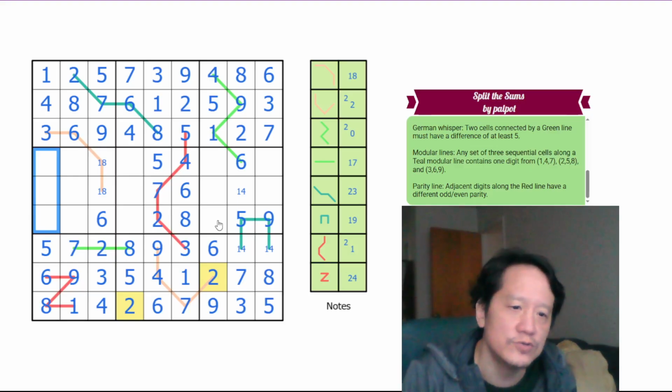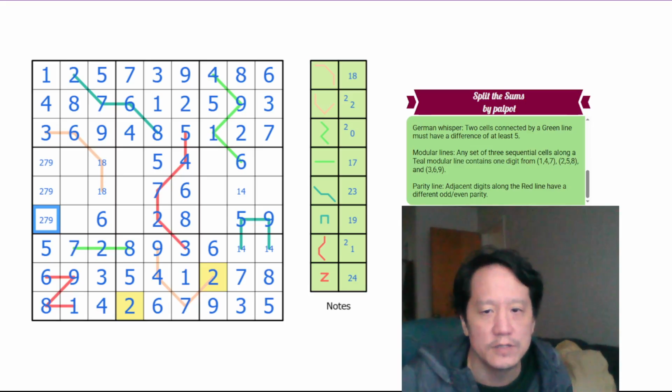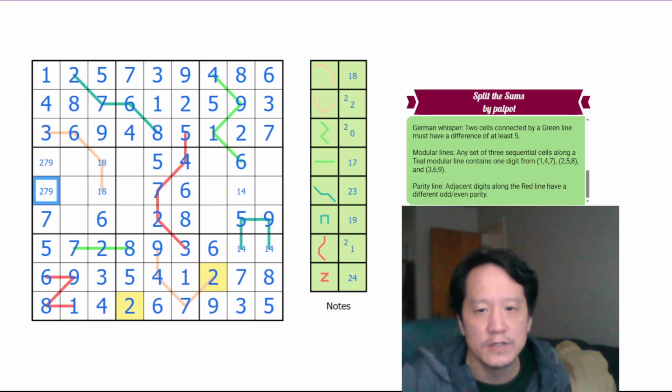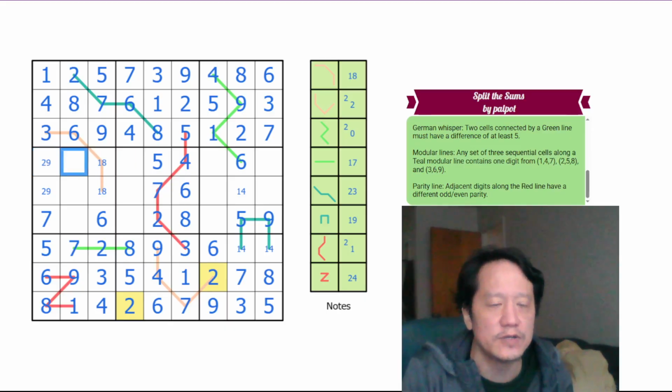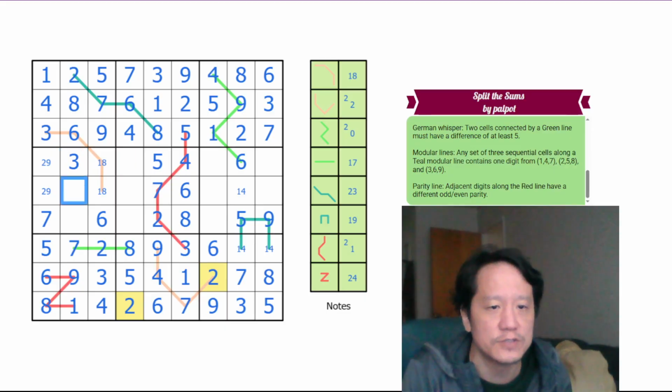We have 2, 7, 9 here. And this cannot be 2 or 9. So this must be 7. Therefore, there's no 7 here, no 7 here. Remaining digits in column 2 are 3, 4, and 5. This can't be 4 or 5 because of 4, 5 in the row. So this is 3. This can't be 5 because of 5 in the row. So it's 4, which makes that 5.